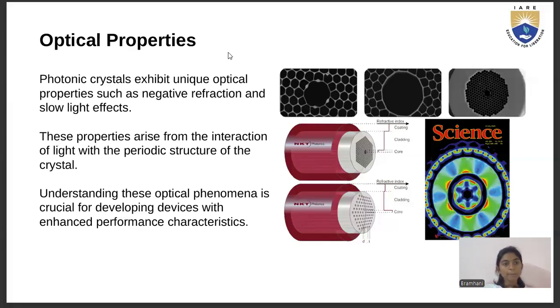Here we can see the optical properties of photonic crystals. They exhibit unique optical properties such as negative refraction and slow light effects. These are some unique optical properties of photonic crystals, and these properties arise from the interaction of light with the periodic structure of the crystal.